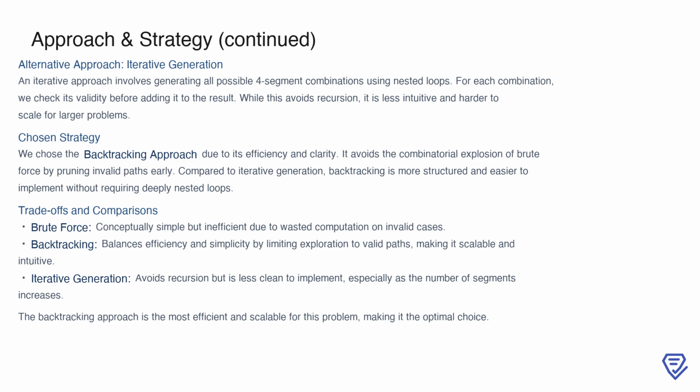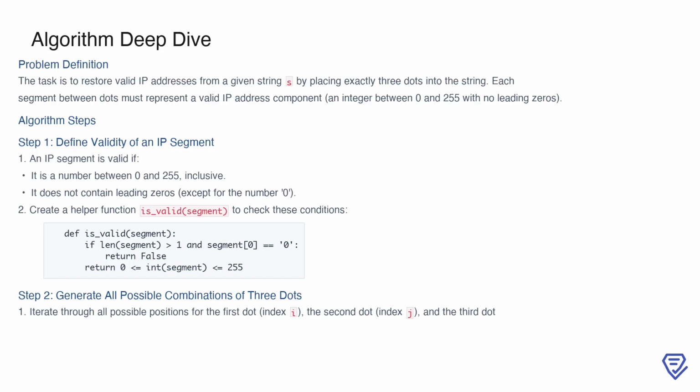Ultimately, backtracking emerges as the most efficient and scalable strategy for solving this problem, making it the optimal choice. To solve the restore IP addresses problem, we need to take a string of digits and insert exactly 3 dots to create 4 segments, each of which must represent a valid IP address component. A valid component is an integer between 0 and 255, with no leading zeros unless the segment is exactly 0.